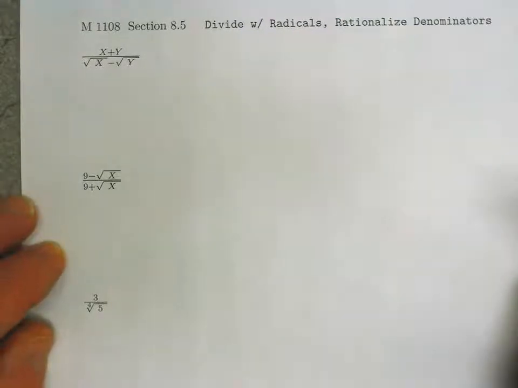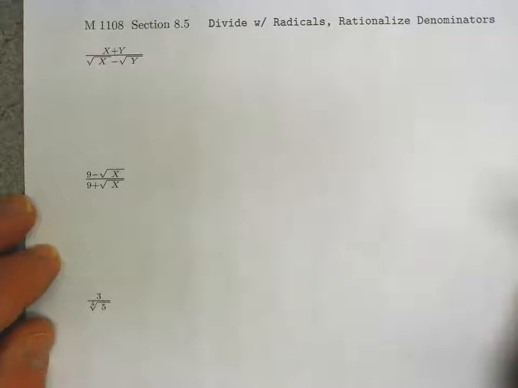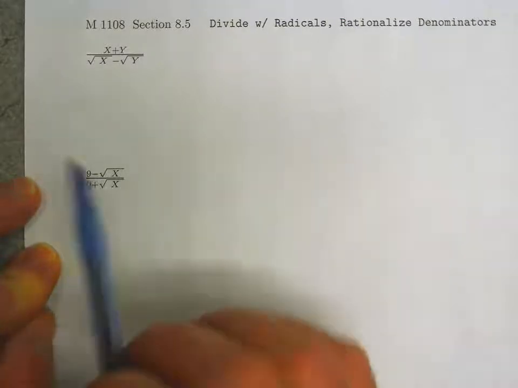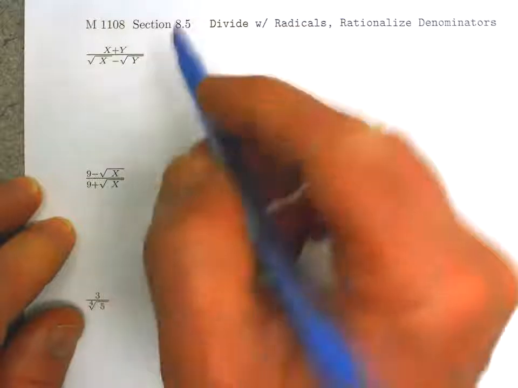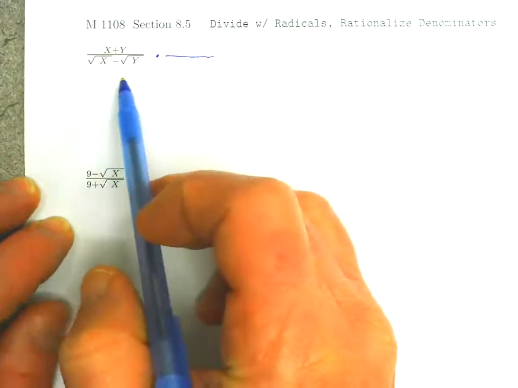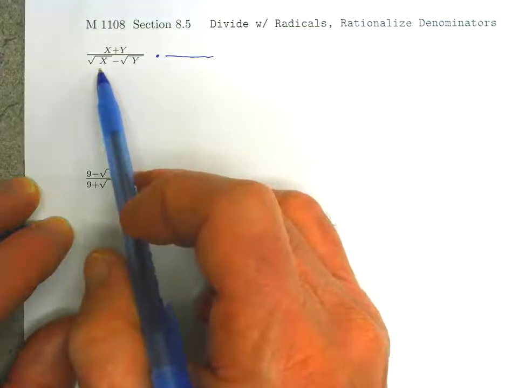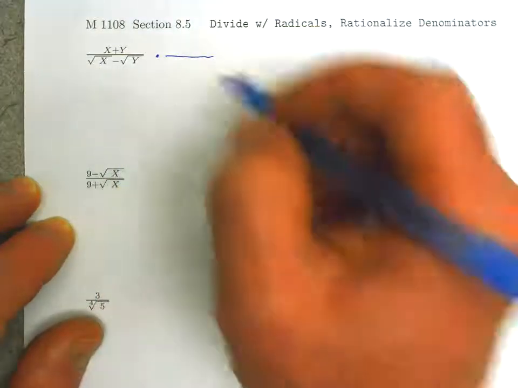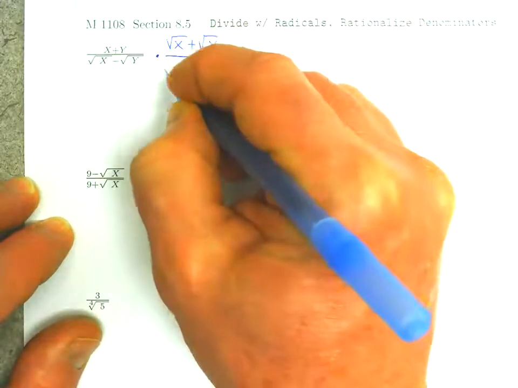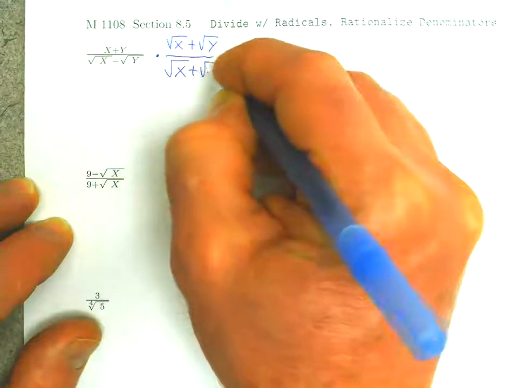Okay, so this one on the upper left, in the numerator, x plus y is divided by the square root of x minus the square root of y. So we want to rationalize the denominator. So we're going to multiply the numerator and denominator by the conjugate of the denominator. The conjugate of the square root of x minus the square root of y is the square root of x plus the square root of y. So I'll multiply the numerator and denominator by that.